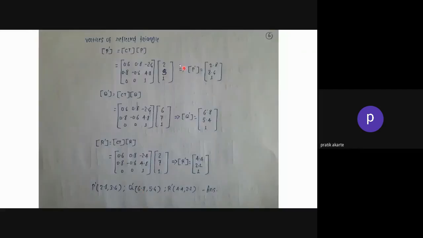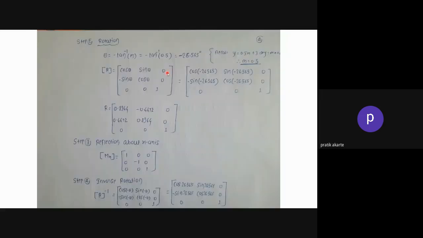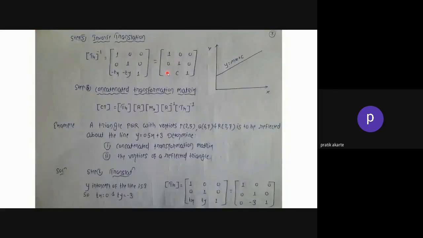Now we have to find the vertices of the new triangle. The vertices of the reflected triangle can be found by the concatenated transformation matrix multiplied by the original coordinates. If you look at the problem, the coordinates for vertex P are 2, 5.